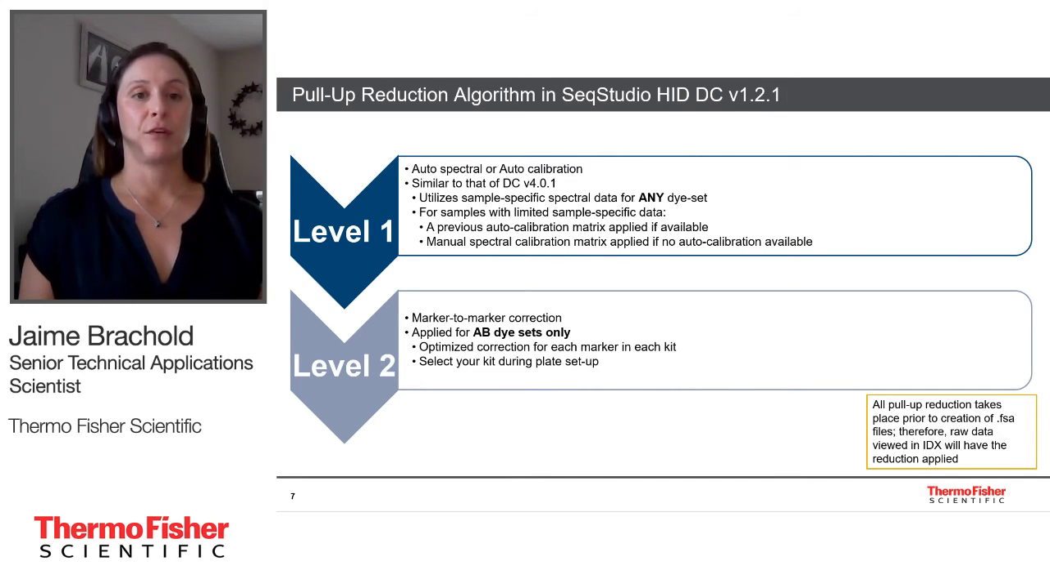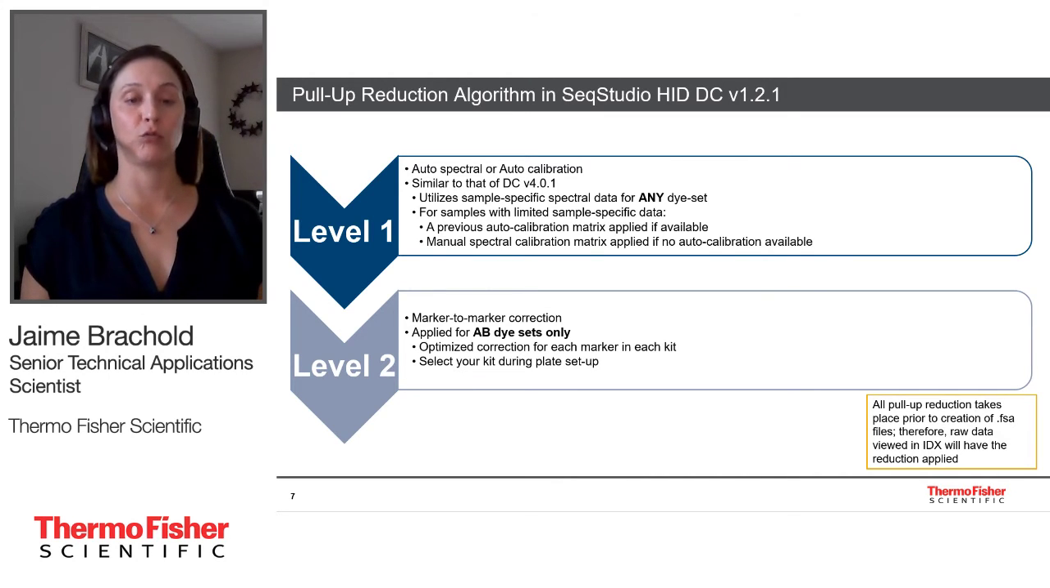Also similar to the 3500, if there's limited sample-specific data, the algorithm will still apply some level of pull-up reduction. It's a little bit different. If a previous auto-calibration matrix has been run, so you've had at least one injection in a capillary with a particular dye set that has generated an auto-calibration, the software will revert back to that auto-calibration. If there has never been an auto-calibration in that capillary for that dye set, then the software will go back to the manual calibration that was run.